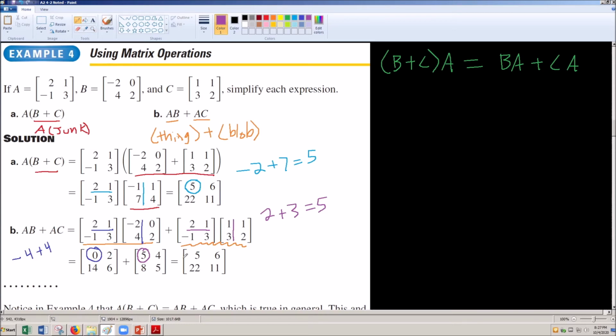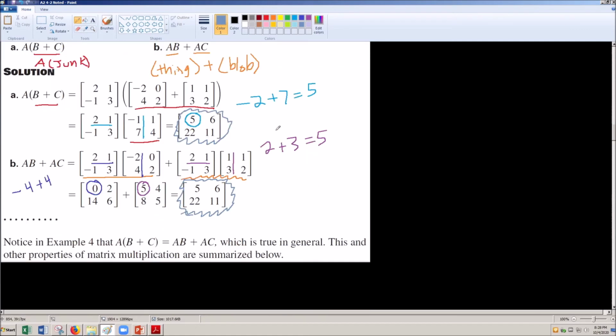0 plus 5 is 5. 2 plus 4 is 6, etc., etc. Note, and this is the big takeaway from this problem, in the color we haven't used yet, this gray, that this matrix is the same as this matrix. Coincidence? I think not. All of our matrix operations are holding true here. So the conclusion is that we can do it this way, or we can do it this way. They are equal.